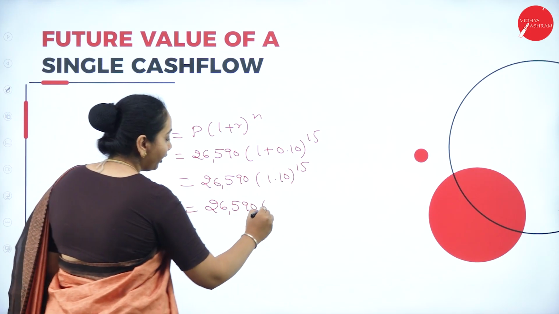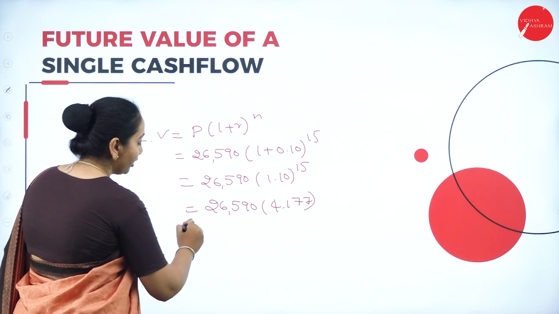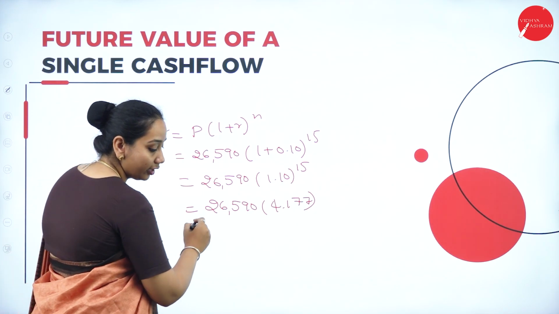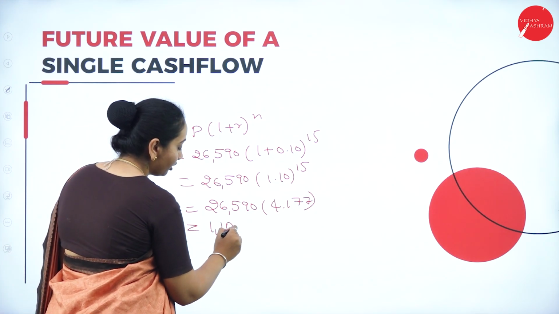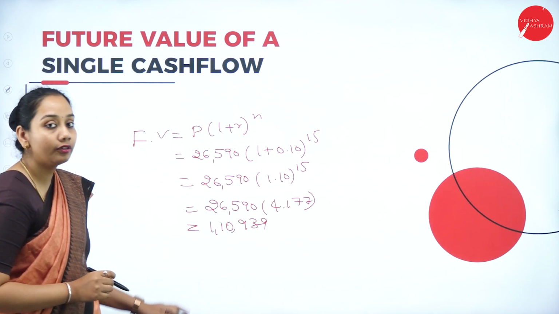26,590. So 4.177. If you calculate with 26,590, we'll get a total of 1,10,939. This is the future value.